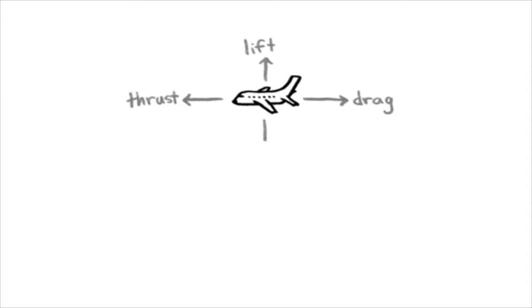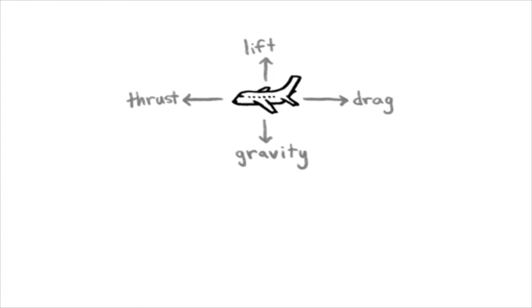The third force is called lift. This is the force that pushes an airplane up into the air. Lift is caused by an airplane's wing, meaning different wings provide different amounts of lift. The larger the wing, the greater the lift.